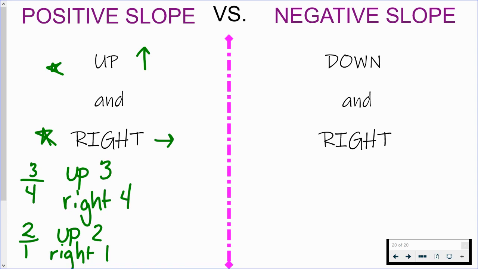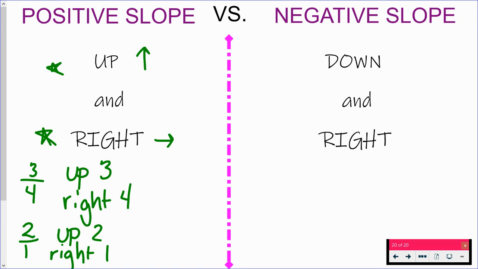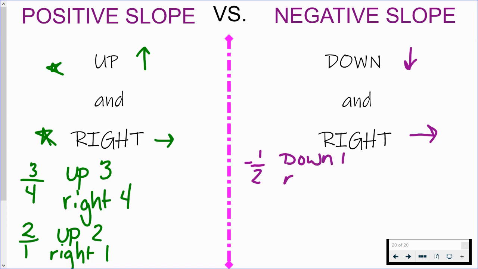And next, if you have a negative slope, anytime you have a negative slope, your original directions that you're going to move are going to be down and right. So again, positive slope, up and right. Negative slope, down and right. So always move right, but just know whether to move up or down depending on if it's positive or negative. So for example, if my slope was negative 1/2, then I would move down 1, right 2.